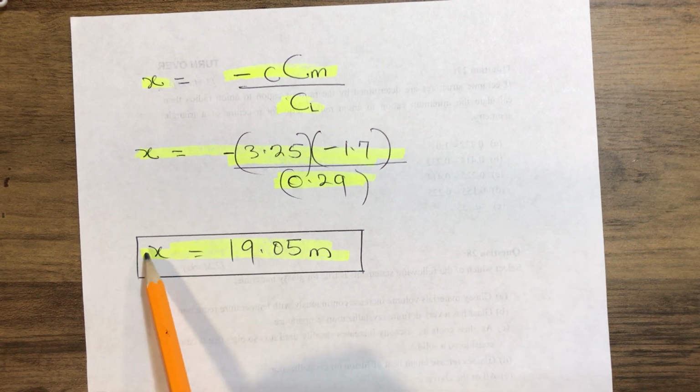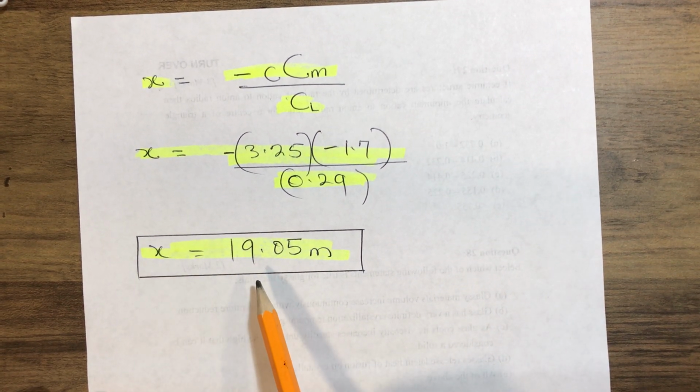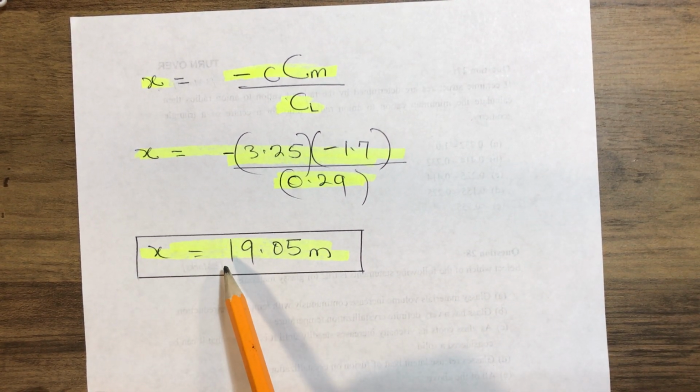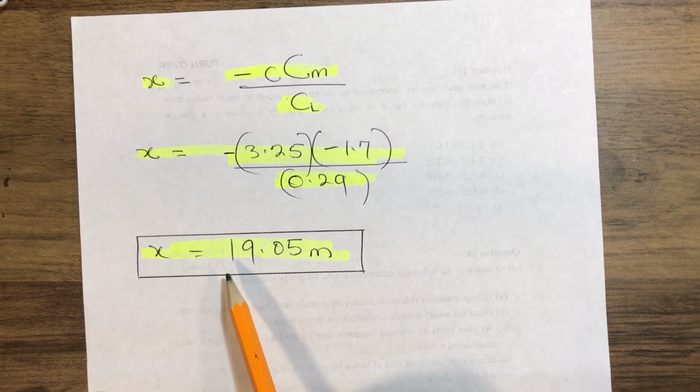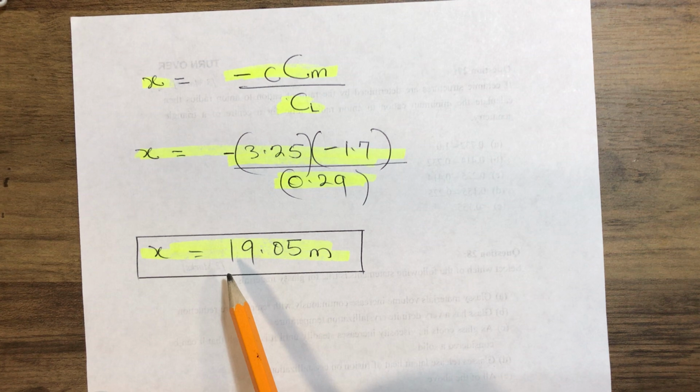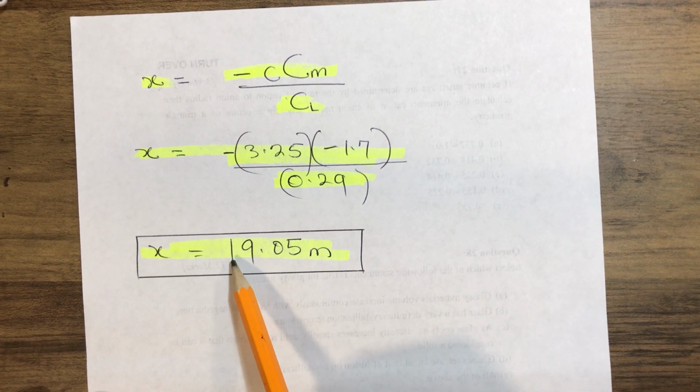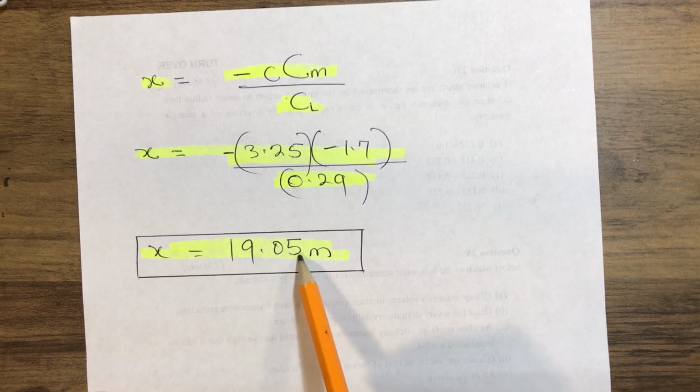So therefore, our x, which is the distance between the aircraft nose and the point at which the lift force is exerted on the aircraft, the Boeing 747, equals 19.05 meters.